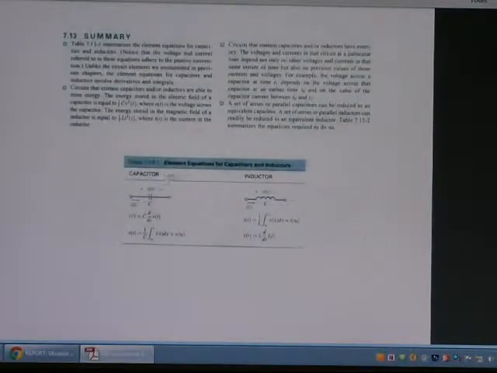So this is for the element equation for the capacitor and inductor. For the capacitor, we can write the equation i equal to C dv by dt, v equal to 1 by C integration of i dt. For the inductor, i equal to 1 by L integration of v dt, v equal to L di by dt. So this is about the inductor and capacitor equations.